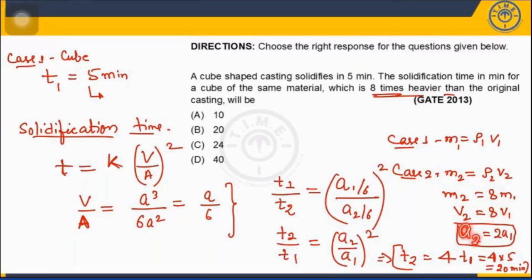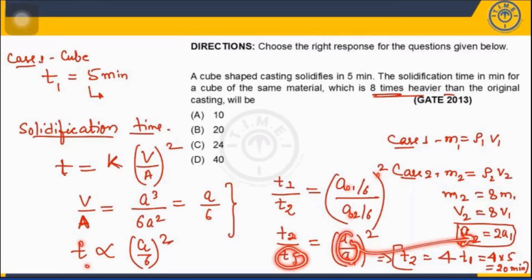So from here you can calculate the dimension of the second cube, or we can say that the second case is coming out to be 2A1, and the solidification time is nothing but K into V by A to the power of whole square. So solidification time is directly proportional to A by 6 whole square. So if you take T1 by T2, you will get A1 by A2 whole square. So T2 by T1 is equal to A2 by A1 whole square. You know the T1 value, so 4 times T1 you are getting, and the solidification time is 20 minutes. So for this question, the correct answer will be choice B.